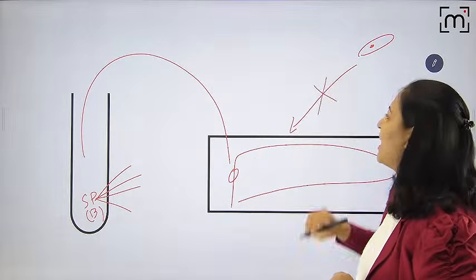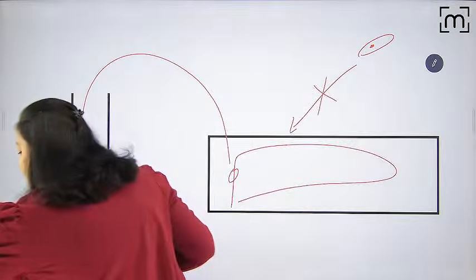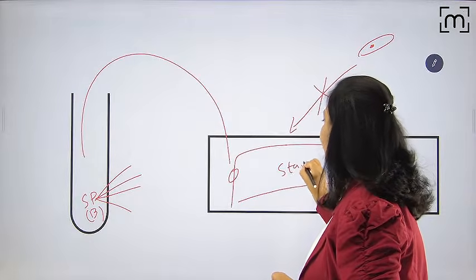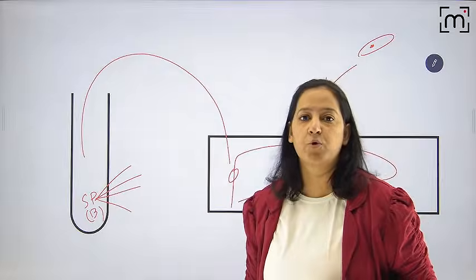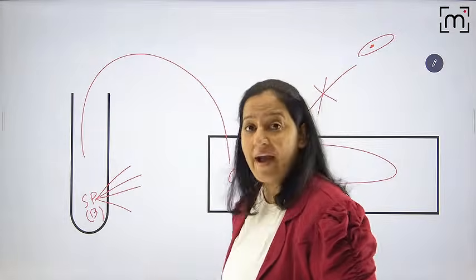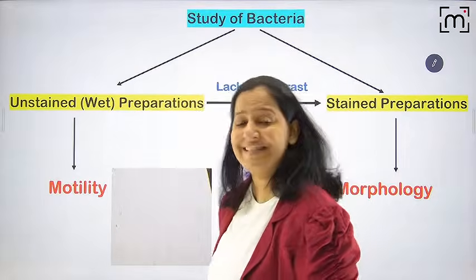No, I can't examine it directly under the microscope. First, I have to stain it. Then only I can examine under microscope. My question to you, why? Why is it necessary to stain? If you understand why, then you will be able to answer why staining is necessary.